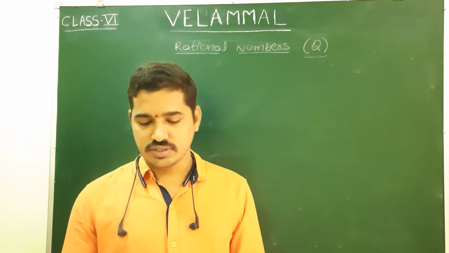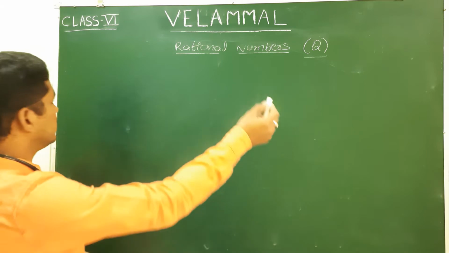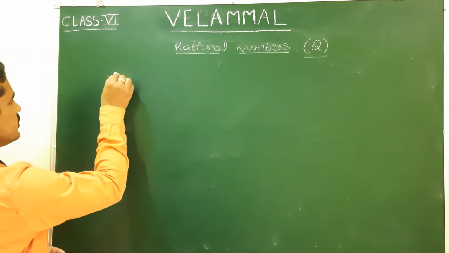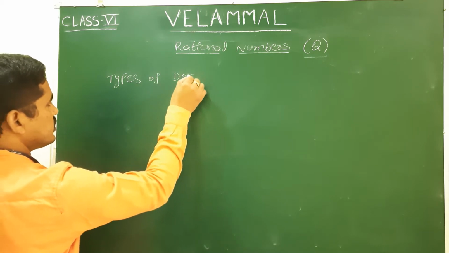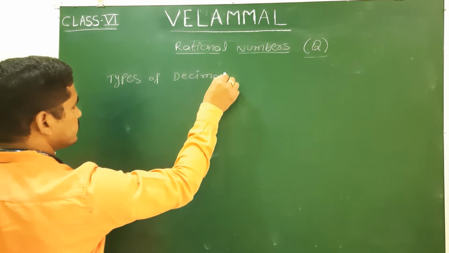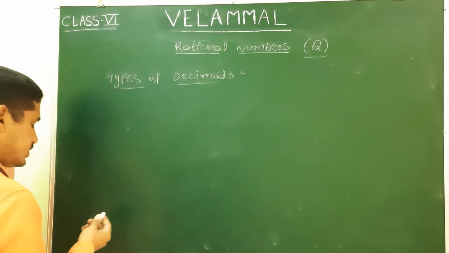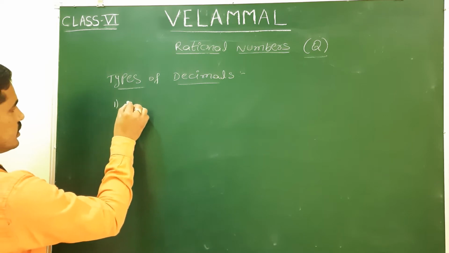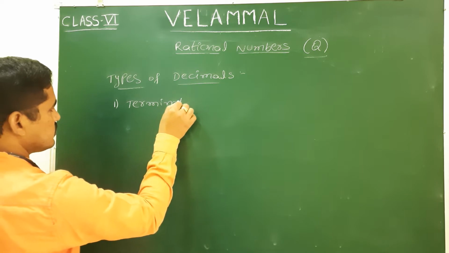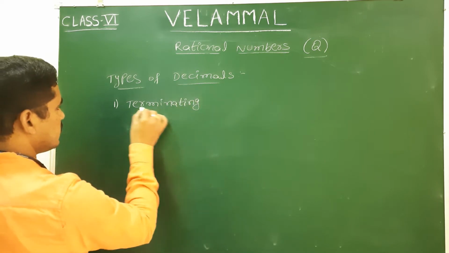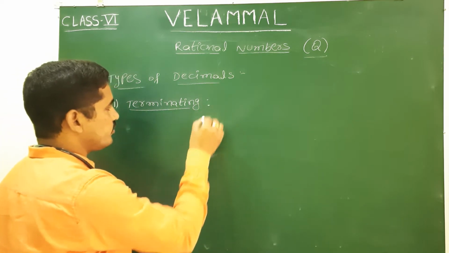In the last class we discussed types of decimals. In the rational numbers chapter we are discussing types of decimals. In this we discussed the first one as the terminating decimal. What is the terminating decimal we discussed yesterday?